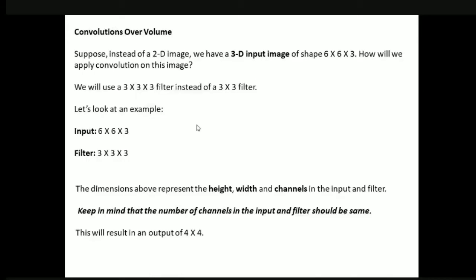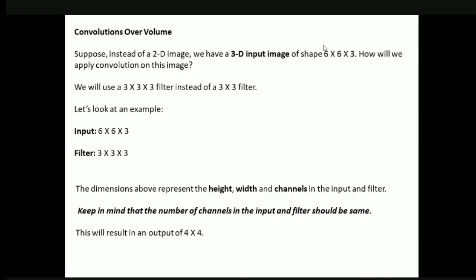Next, convolution over volume. Till now we have discussed the convolution operation on a 2D image only, right? But now we can also have 3D input images. So when we have 3D input images, how can we do convolution over this 3D input image? This 3D input image is of the shape 6 by 6 by 3.